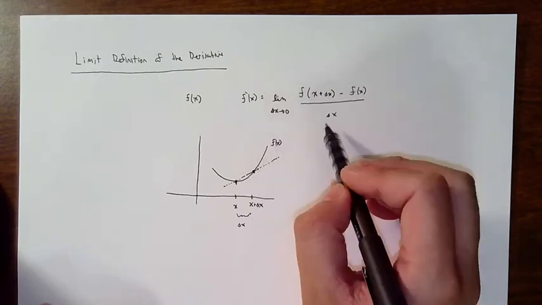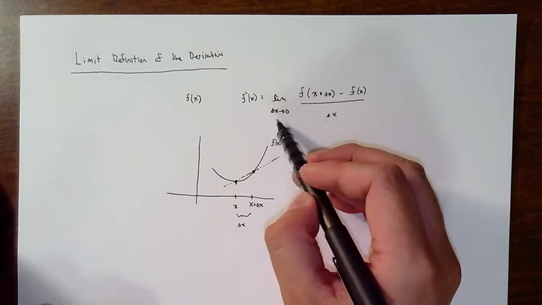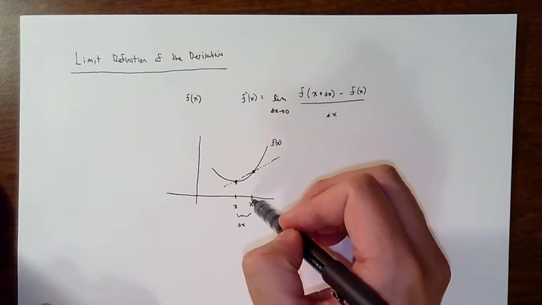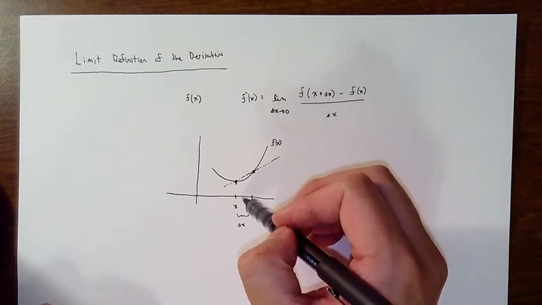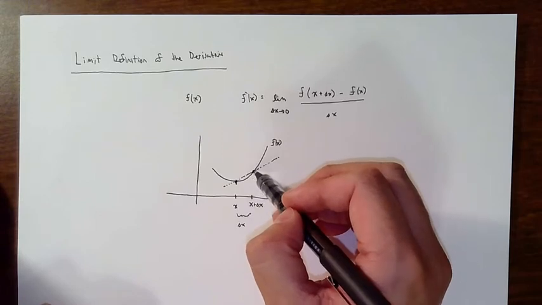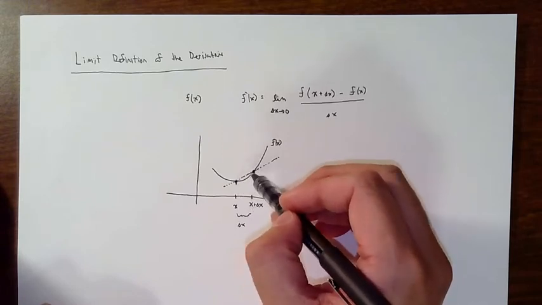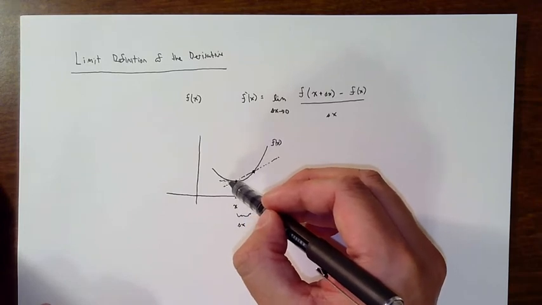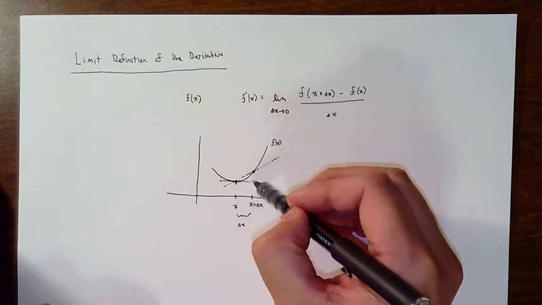So as we shrink delta x, so that's what this limit here means. It means that the delta x is going to 0. This point is getting slid back to this value, and this line, which is called the secant line, eventually becomes the tangent line, and will have the slope at exactly our particular x value.